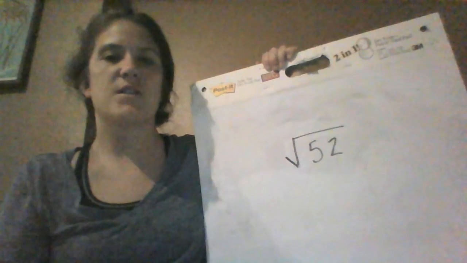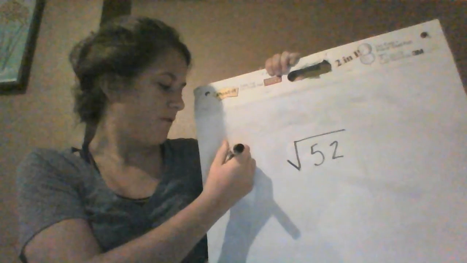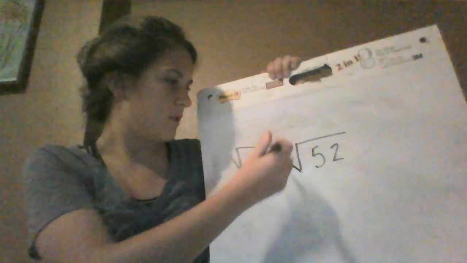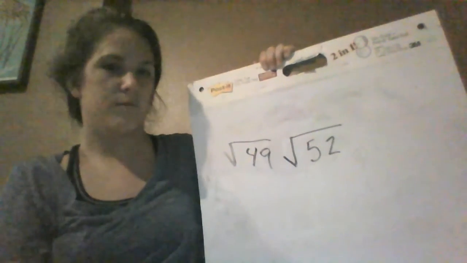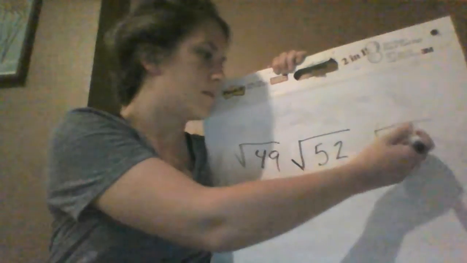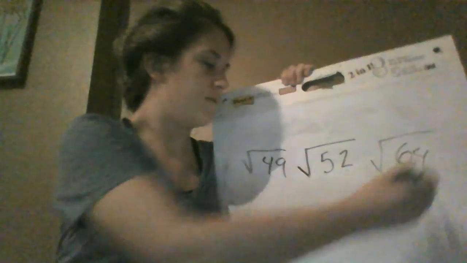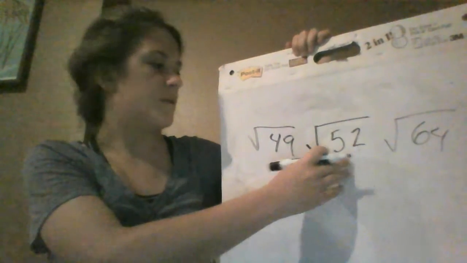Well, the square root of 52, there's two perfect squares on each side. There's a perfect square that's a little bit smaller than 52, and that perfect square is 49. And there's a perfect square that's a little bit bigger than 52, and that perfect square is 64. So the square root of 52 is somewhere in between the square root of 49 and the square root of 64.